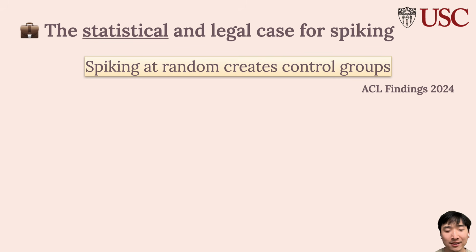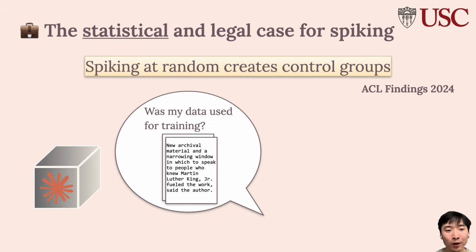My work published in ACL Findings 2024 taught me this lesson about spiking. We were very interested in whether we could detect whether your data was used for training. We started this work when LLMs were making headlines for copyright issues, like when the New York Times sued OpenAI for training on their news articles. In the general case, this problem is quite difficult. Our work argued that since it's your data, you should be able to watermark it before public release.